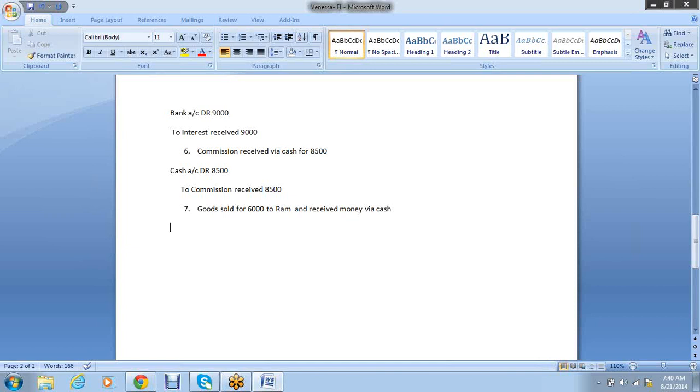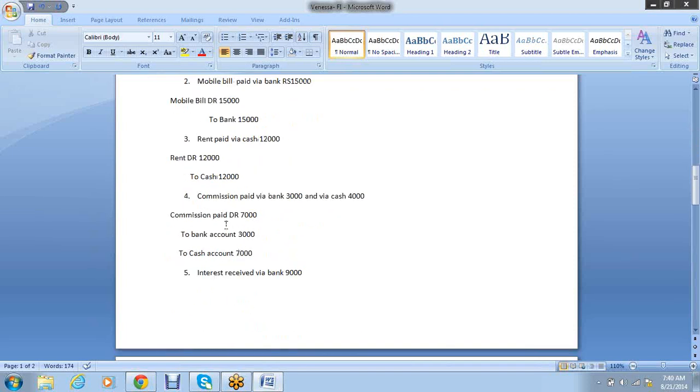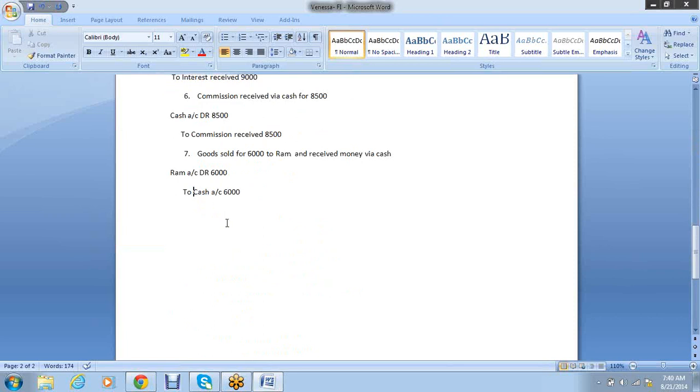So Ram's account will be debited with the cash. He will receive the goods. The goods account will be credited, and the cash account will be credited. I sold the goods, correct? So my cash is coming in. What comes in should be a debit, correct? But that's for the goods. So my goods is going out, cash is coming in, Ram account is also there. Then how to post it?